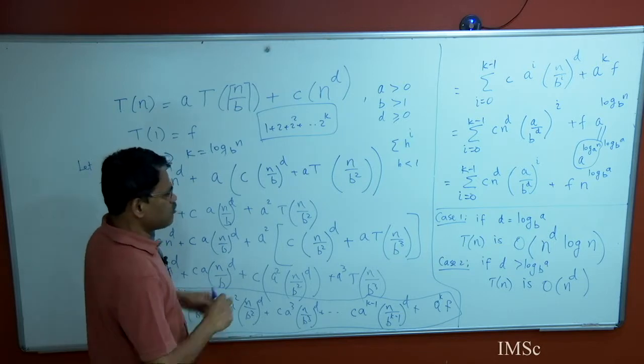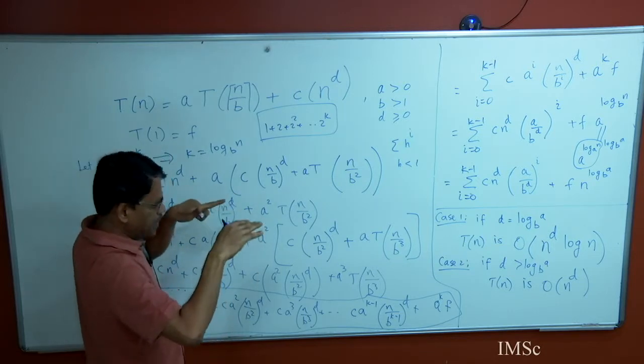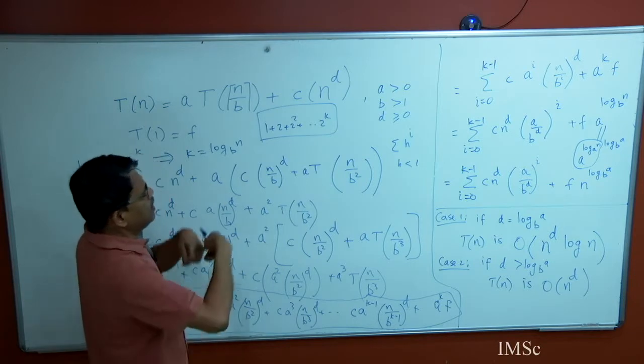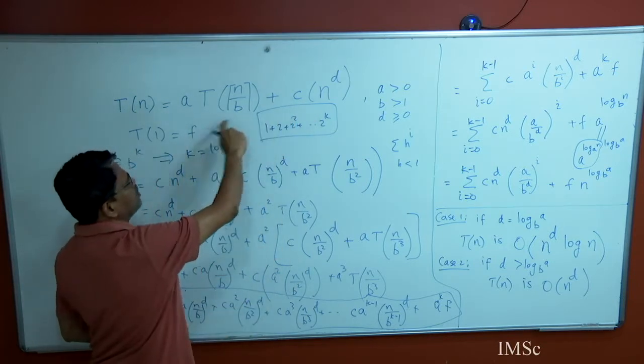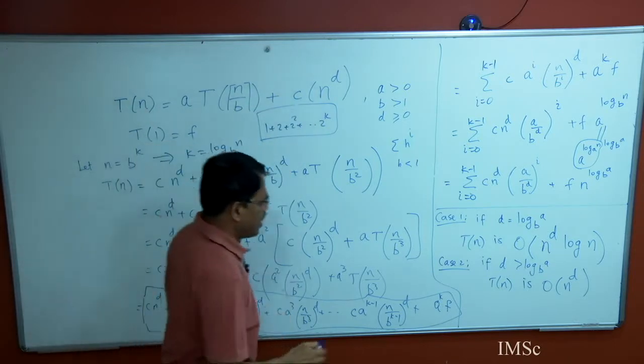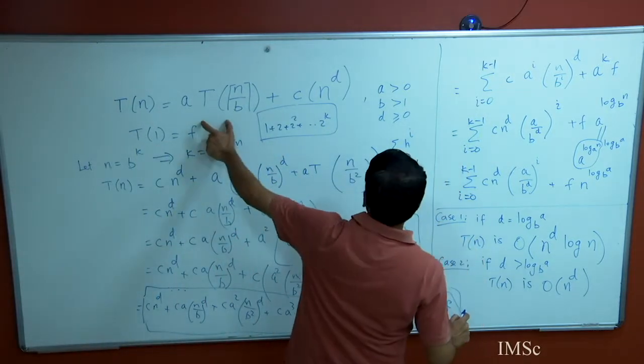Okay, so if d and log a to the base b are the same, then you have a log n multiplicative factor. If d is larger than log a to the base b, then this dominates, and if d is smaller, then this will dominate.